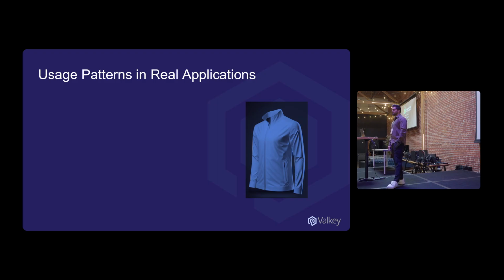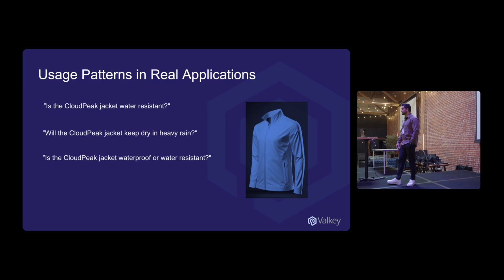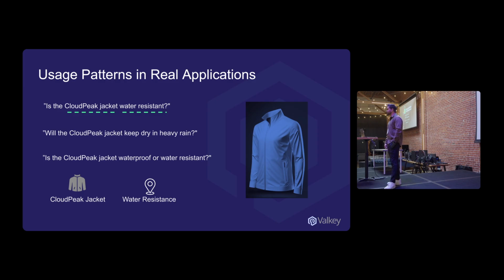Let's look at some queries that the Cloudpeak application might receive in practice. They're selling a flagship jacket that is very cool, and users want to understand what its properties are. So you might have 3 different users asking questions that are phrased differently, but all refer to the same thing. Users are interested in how the jacket holds up in water. Ideally, all these queries should receive the same answer, but they do end up hitting the model and the underlying tool calls. So is there a way that we can optimize this?